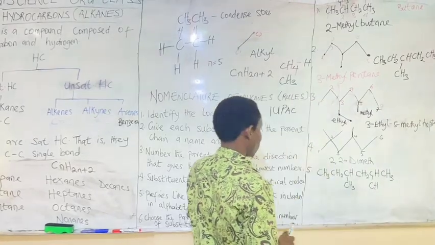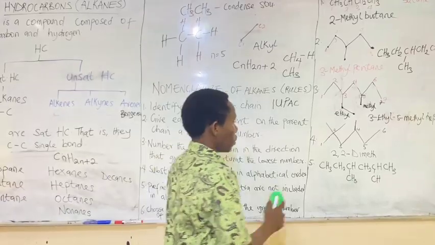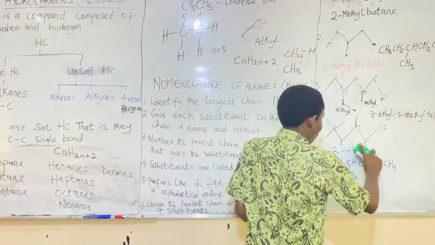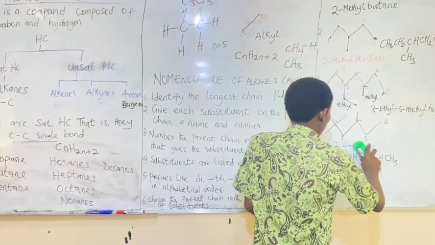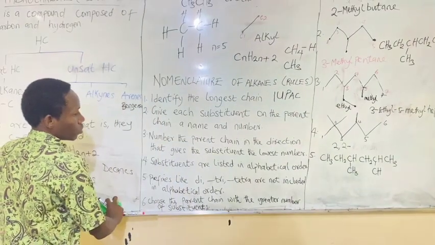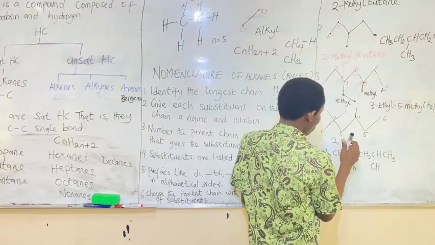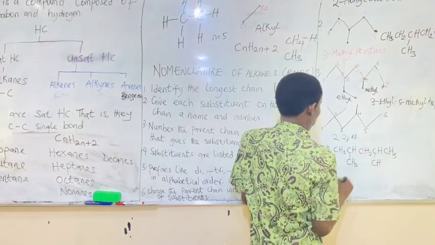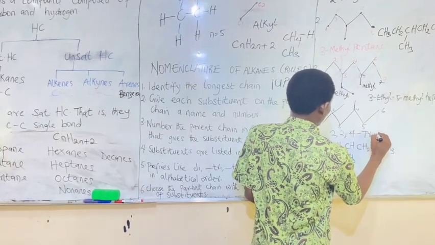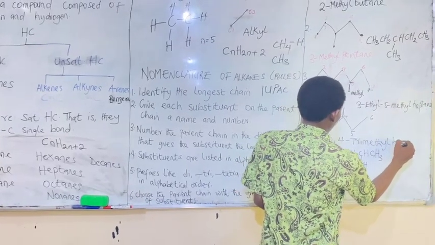Are you following? Oh, we've forgotten the other methyl here. Are you not seeing that we have another methyl on carbon 4? Yes, we have another methyl on carbon 4. So it will be tri. So we have 2, 2, 4, trimethyl. The longest chain is what? Ethyl.